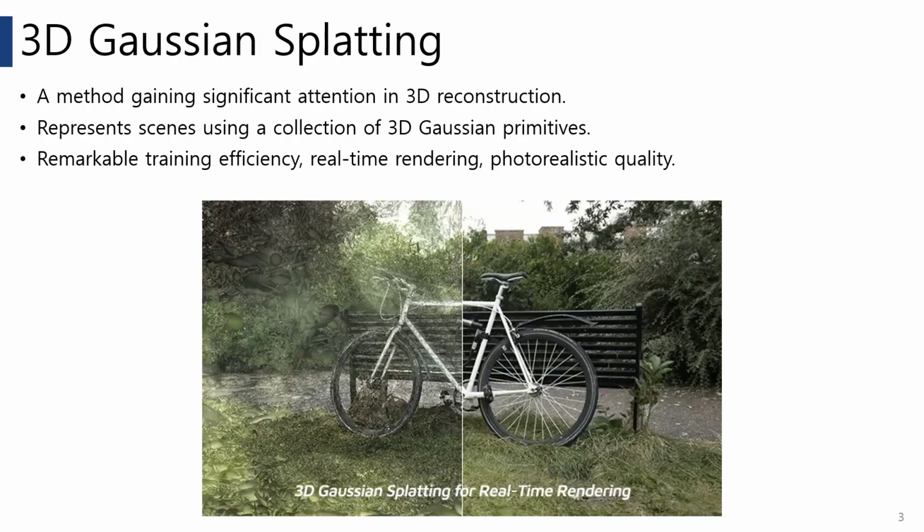Within this field of 3D reconstruction, a method called 3D Gaussian splatting has recently gained significant attention. In simple terms, 3D Gaussian splatting represents a scene using a collection of 3D Gaussian primitives. It has become prominent due to its remarkable training efficiency and its ability to achieve real-time rendering speeds. Additionally, it can achieve photorealistic quality.